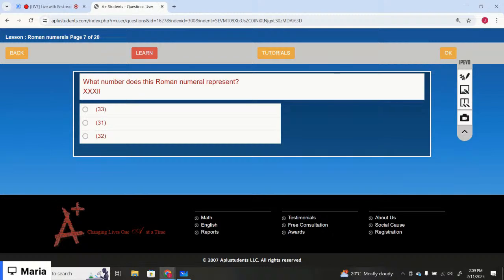What number does this Roman numeral represent? Which is the correct option?